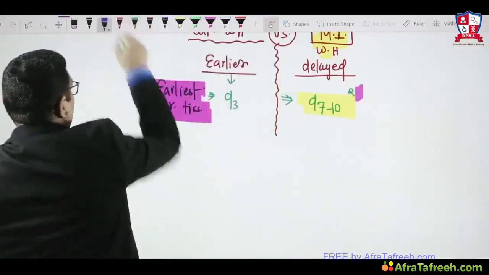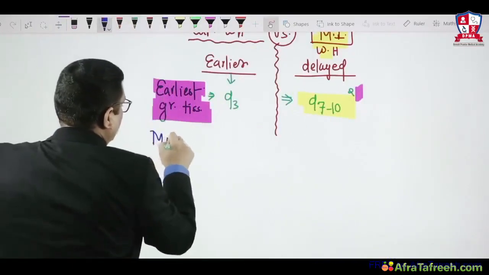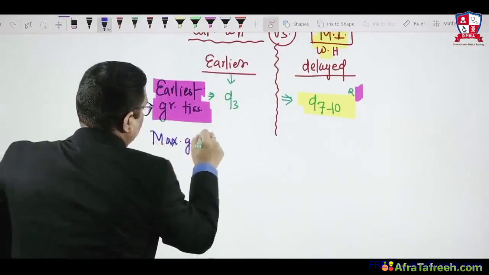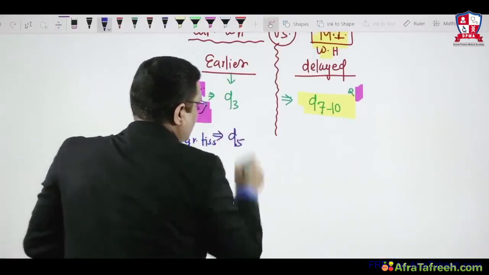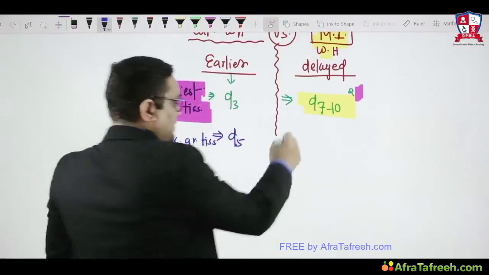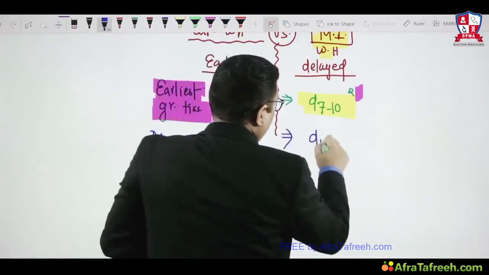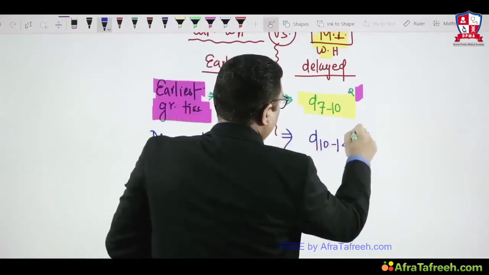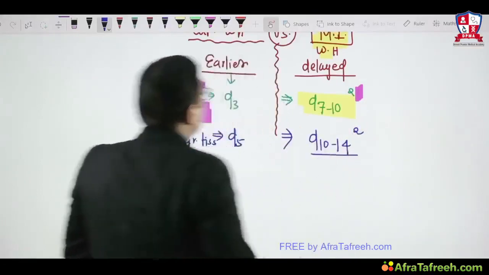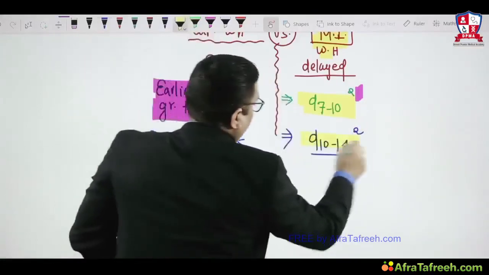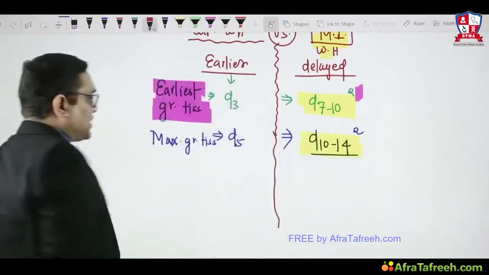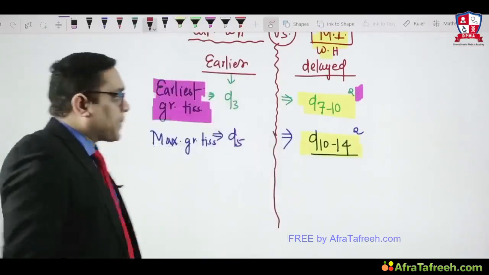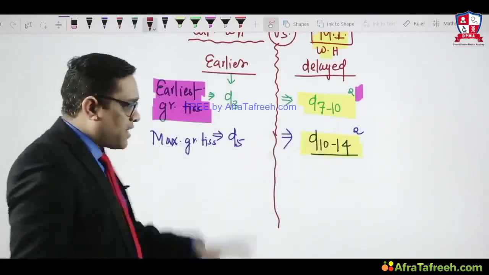Same way, an older question is maximum granulation tissue. Maximum granulation tissue will be present on day 5 in case of cutaneous wound healing, whereas it will be day 10 to day 14 in case of myocardial infarction. Another important MCQ in exam: day 10 to day 14 will have maximum collagen tissue, right? Another, maximum granulation tissue in myocardial infarction wound healing.